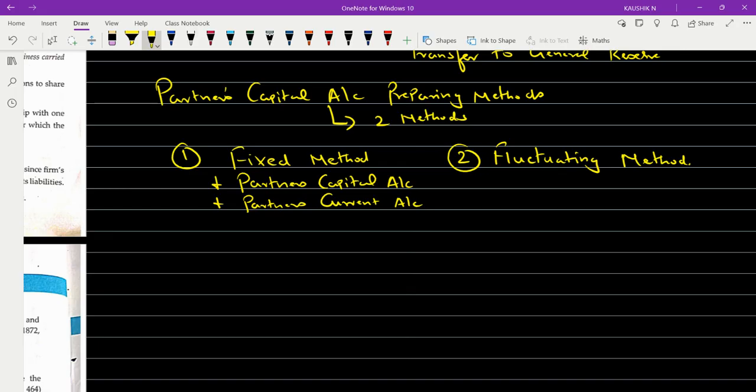Whereas if it is going to be the fluctuating method, then you need to prepare only one ledger account, which we call partner's capital account. So we are going to learn the contents and the format in detail: how to prepare partners capital account and partners current account if it is the fixed method. If it is the fluctuating method, then only one ledger is to be prepared, called partners capital account.